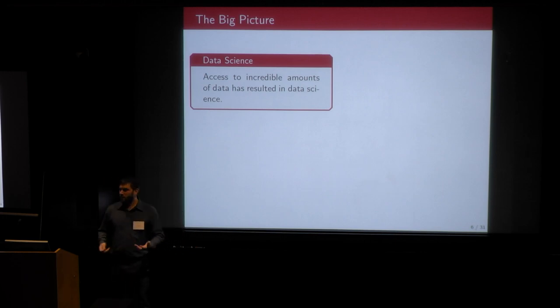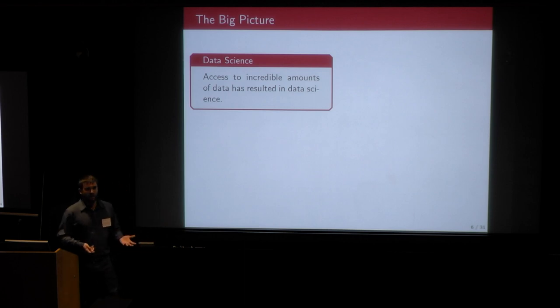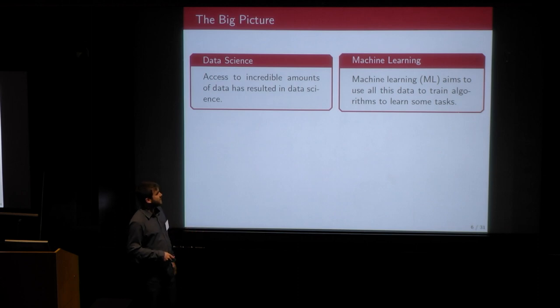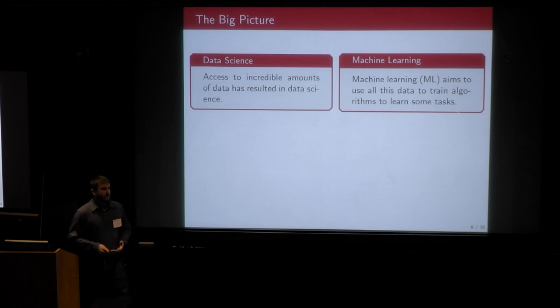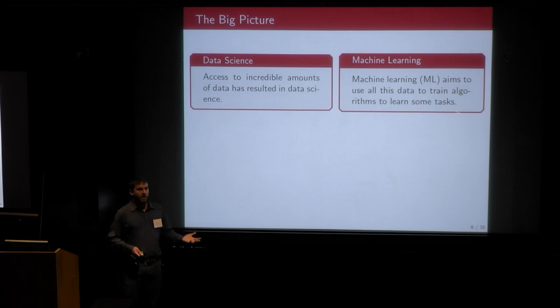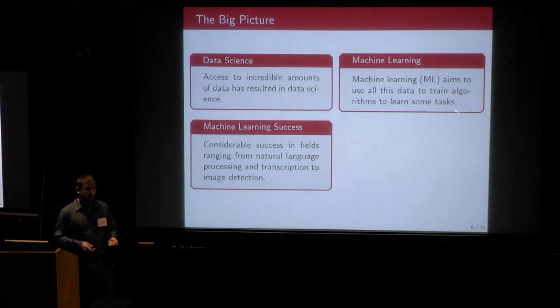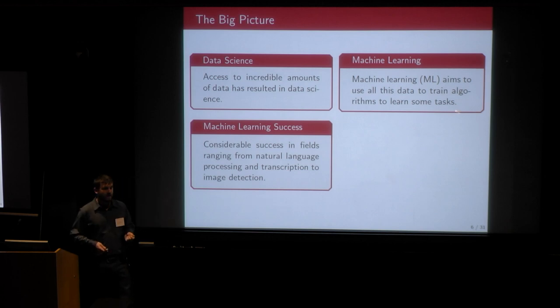For those of us who've been in computational science for a while, we're used to seeing data. But now we have new algorithms to choose from to see how they might help us understand. So machine learning is one family of algorithms, a big family. It aims to use all of this data to train algorithms to learn some tasks, right? The tasks might be learning a mathematical model. Machine learning's had considerable success in a lot of areas, in particular object recognition and image recognition, right? Can you tell the difference between cats and dogs? Machine learning's done really great at that.